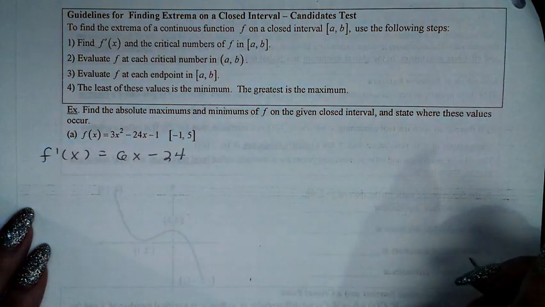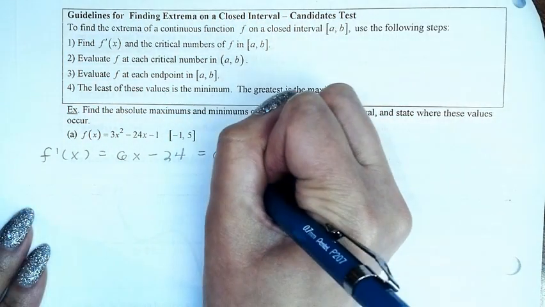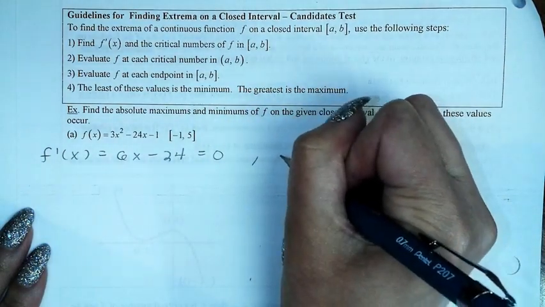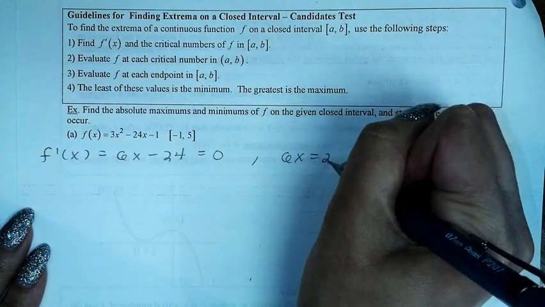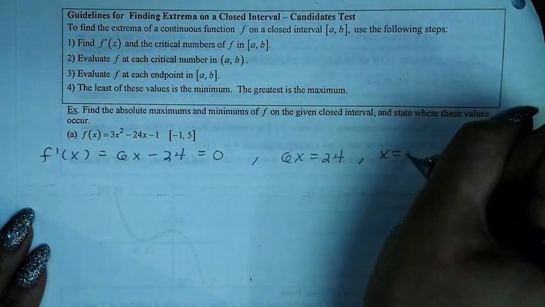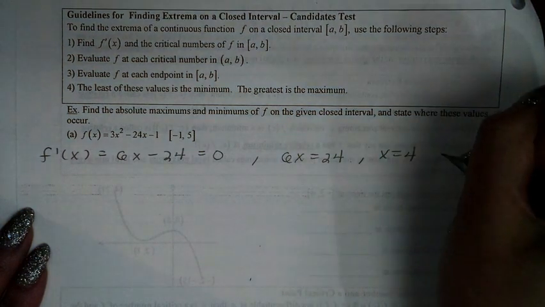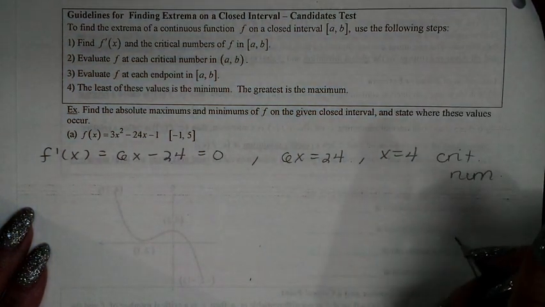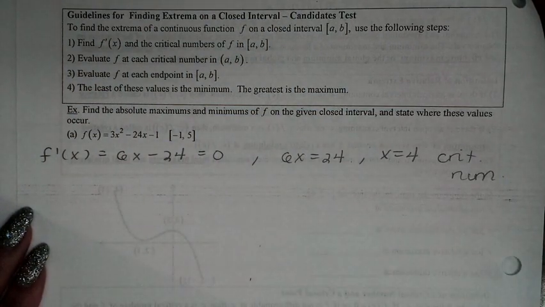Immediately after finding the derivative, you're going to equalize that to 0 and solve for x. You solve for x, you know that 6x is equal to 24, therefore x equals 4 is going to be your critical number. Okay, so you have your critical number here. So what are we going to do now that we have the critical number?